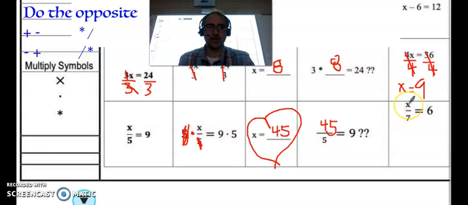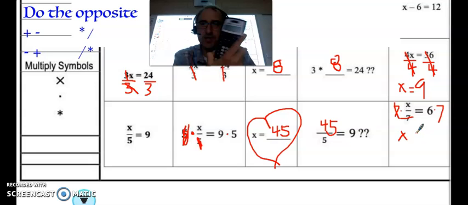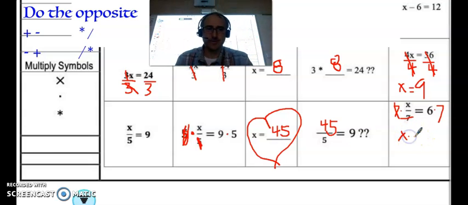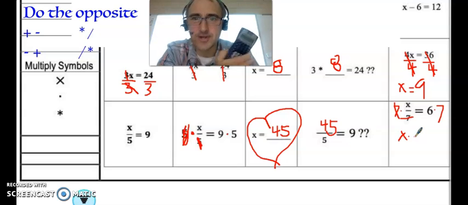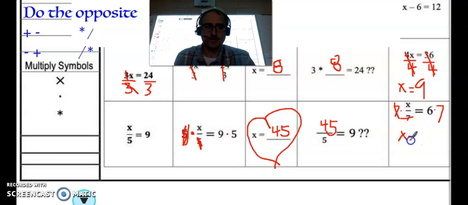Your turn. This says x divided by 7. Do the opposite. This says divide. Yep, you're going to multiply both sides by 7. 7x here divided by 7 cancels. What does x equal? Use your calculator. No, seriously, use your calculator. 42. How do I check it?